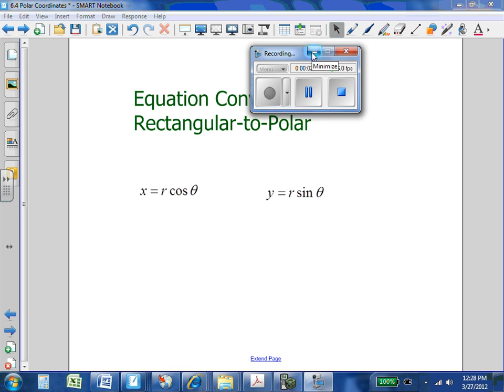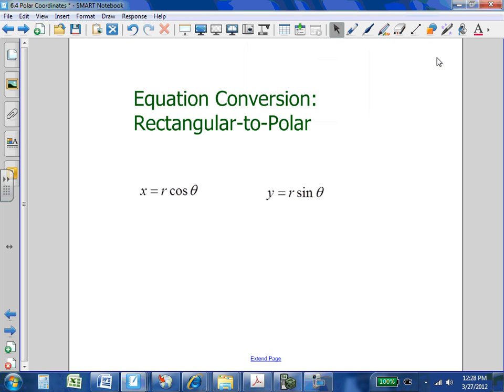Now we're going to be taking a look at equation conversion rather than just ordered pairs, and it's a little more complex than just doing an ordered pair, as you might imagine. Now, at the top of your paper, you probably want to write down these two important ideas: the fact that x is r cosine theta and that y is r sine theta. Those are incredibly important to us. We're going to use them every single time going from rectangular to polar.